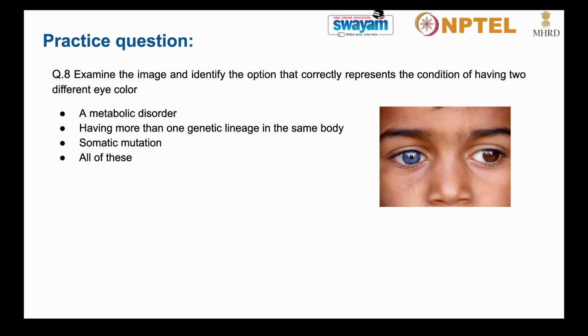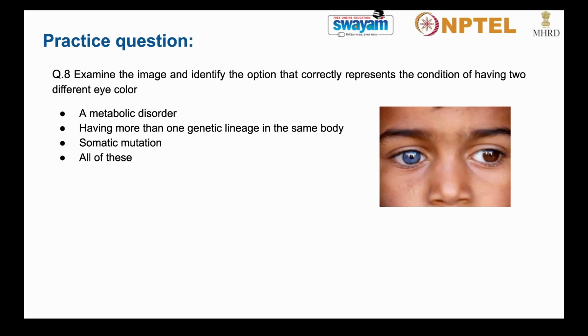Okay. Some are saying option B. Somebody has answered option D. Somebody has written that this is heterochromia, in which there is more than one lineage present in the same body, and it is also a somatic mutation due to which heterochromia arises. But I am quite unsure about the metabolic disorder.